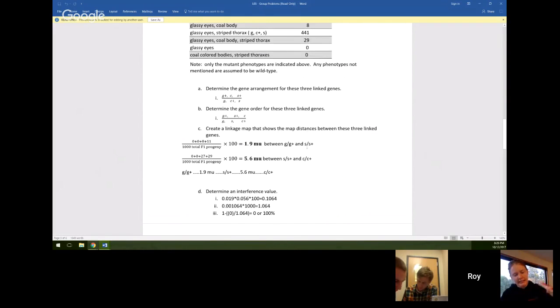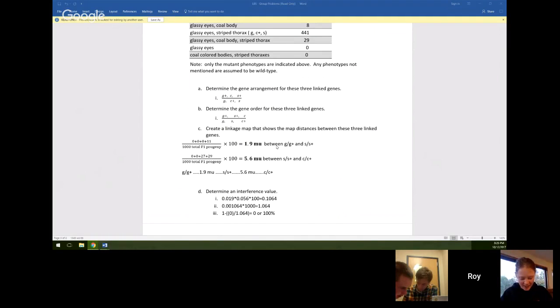map units. And again, for the second map unit between S and C, you have G plus, S plus, and C plus, and then G, S, and C. And you end up with the numbers for those phenotypes of 27 and 29. And then you do the same math and come up with 5.6 MU. So the linkage map would be: between G plus and S plus is 1.9 map units. Then between S plus and C plus is 5.6 map units.